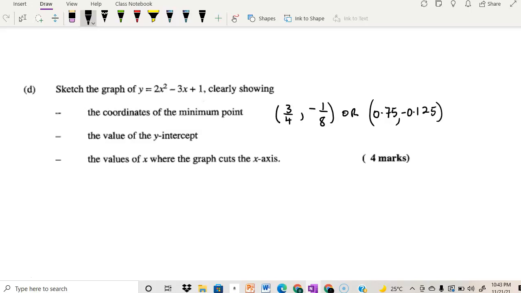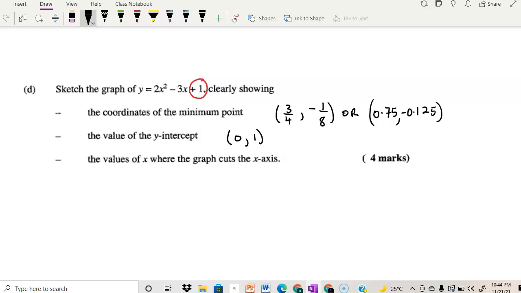Now let us look for our y-intercept. Our y-intercept is where the graph cuts the y-axis, and that is pretty much just the constant in the equation. Our constant in the equation is right here, and that is where y is going to be 1. So that is where x is 0 and y is 1. Whenever the graph touches the y-axis, x is going to be 0, and so that is why we have 0 as our first coordinate there, and y is 1.